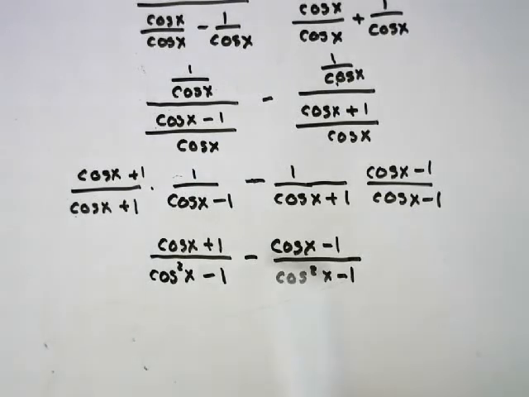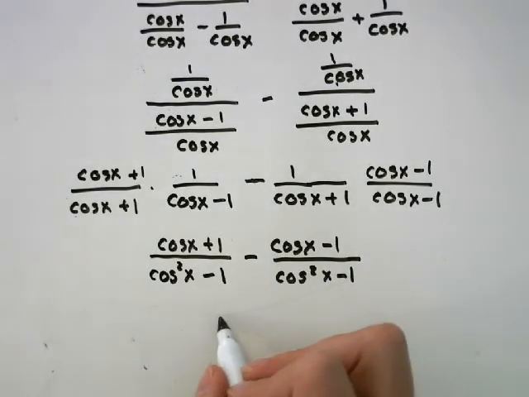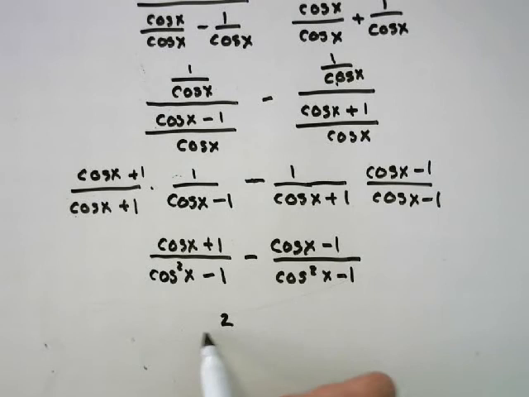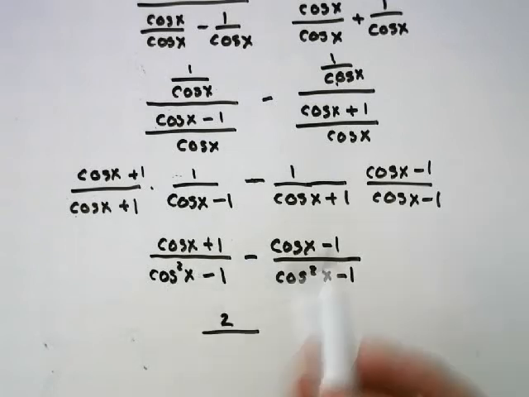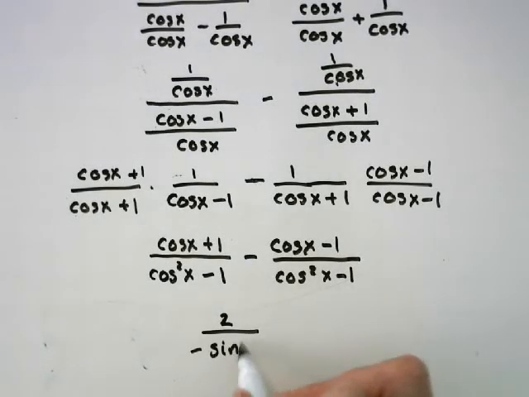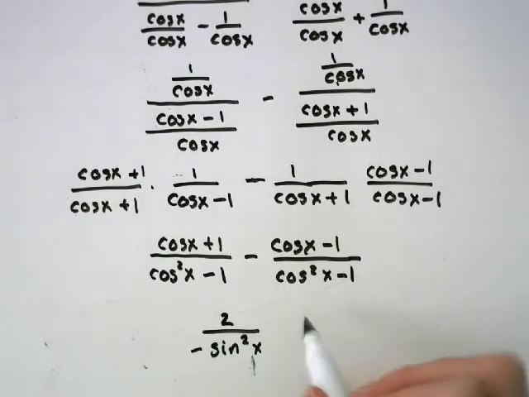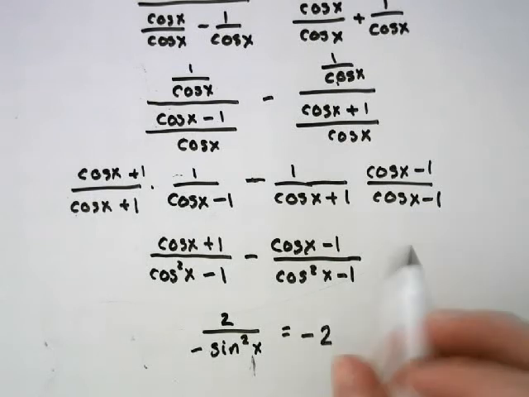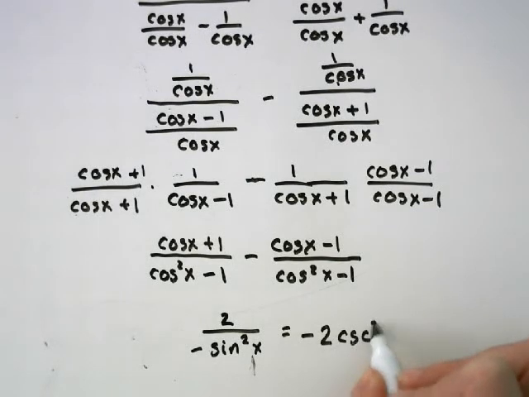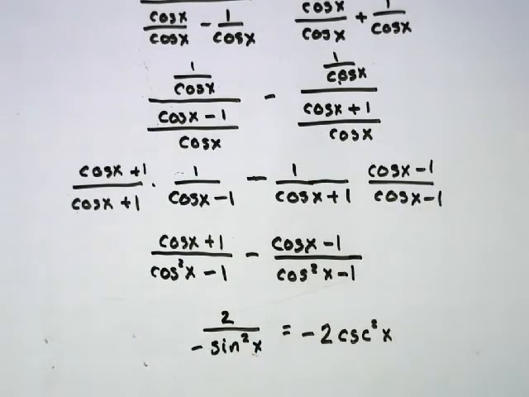Okay, well, if I combine these, cosine minus cosine is going to be 0. So we're going to have a 1 minus a negative 1. So that's going to be 2. And then in the denominator, if we have 1 minus cosine squared, that's sine squared. Well, if we have cosine squared minus 1, that's going to be a negative sine squared. So we can rewrite this whole thing as a negative 2 cosecant squared x. Or you can leave it like this, the first part here.